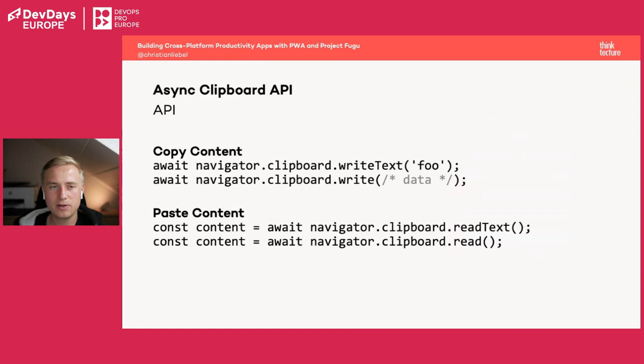Here's how that API looks. This API is now implemented in Chrome, Edge, and in Safari. Firefox only implements the writeText method. Yeah, and it's pretty straightforward. So if you want to write text, then you call navigator.clipboard.writeText. If you want to read text, you call navigator.clipboard.readText. If you want to write arbitrary data, as I did, right, with the image, you call the write method, and reading arbitrary data is provided through the read method.